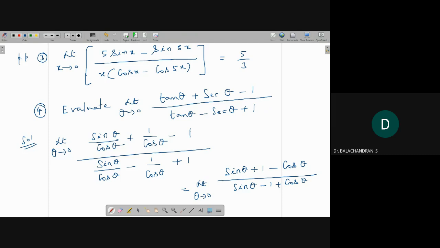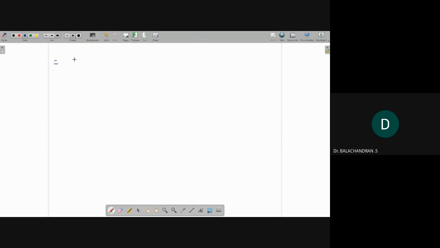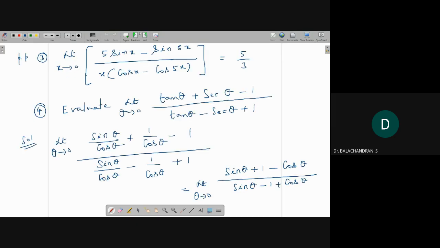So now the limit as theta goes to 0. That comes by practice only. If you solve more problems, then automatically your mind will say for this problem you need to use this expansion. So that's why I told that practice is more important, especially for mathematics.